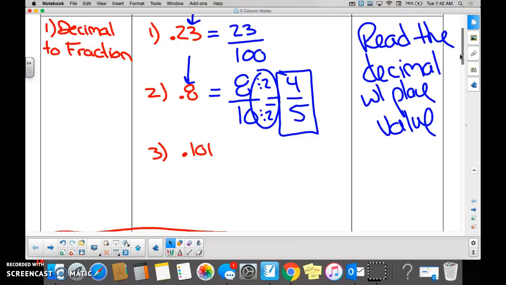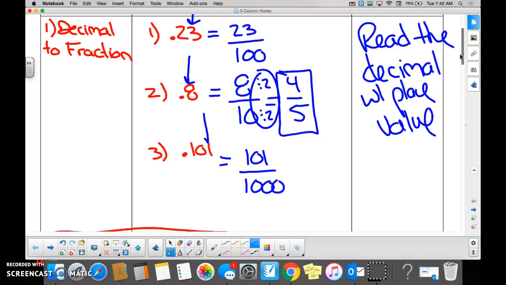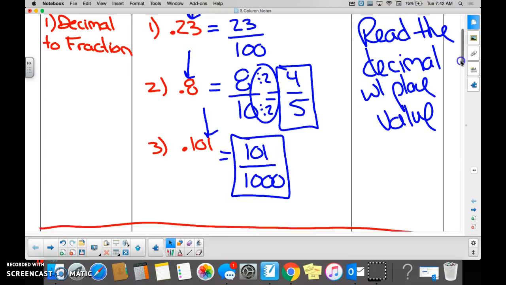The last one, 0.101. You don't say it that way. You say it as 101 1/1000ths because this last number is in the thousandths place. That doesn't reduce any further. So your final answer is 101/1000. So decimal to fraction, read the decimal with place value.